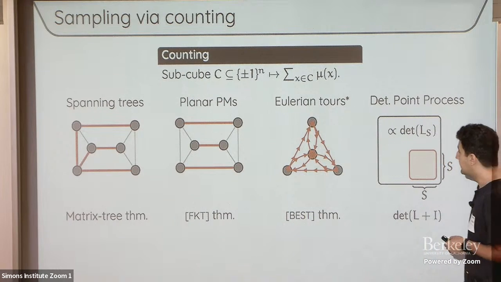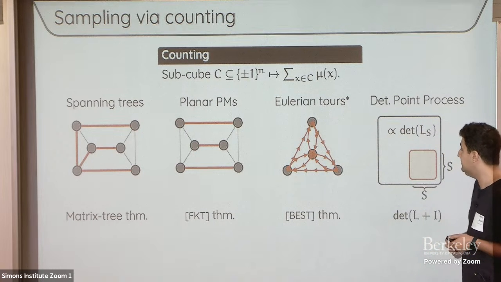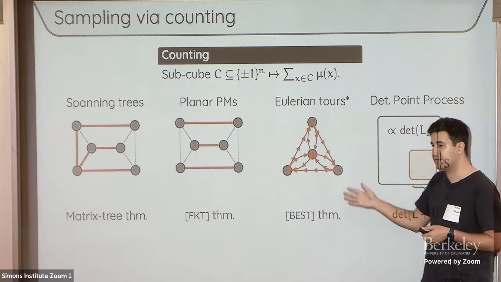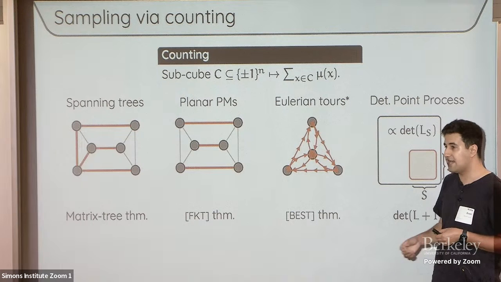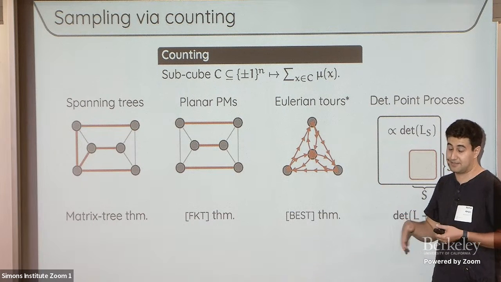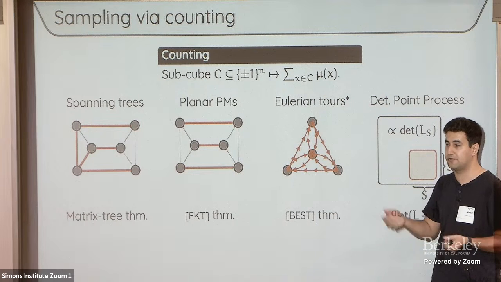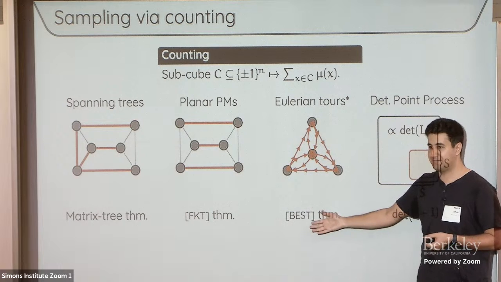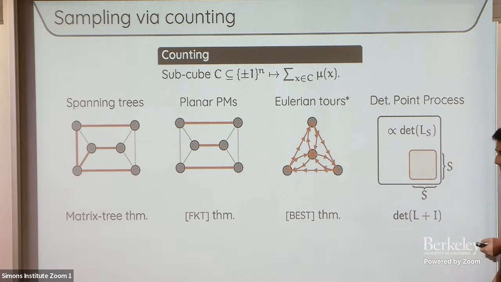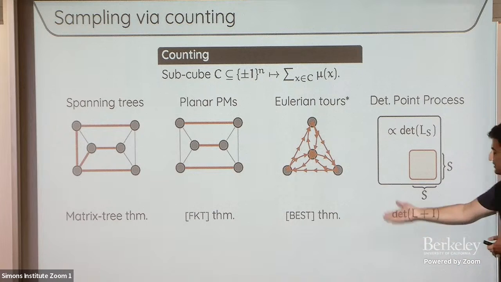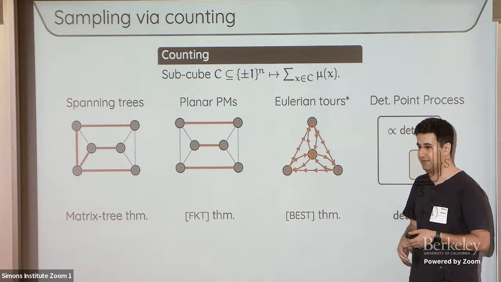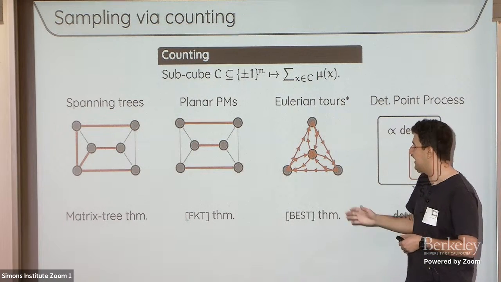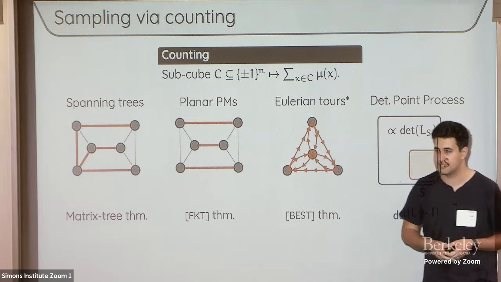Another example that's maybe less familiar is Eulerian tours. Here, the distribution is: you're given a directed Eulerian graph, and it has one Eulerian tour, but it could have many. So your goal is to sample one uniformly at random. Because of some theorem that has the best name ever, you can again count this. This BEST theorem allows you to write the number of Eulerian tours in such a graph as the number of arborescences times something, and the number of arborescences again you can write as a determinant.